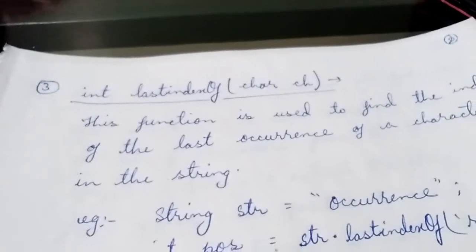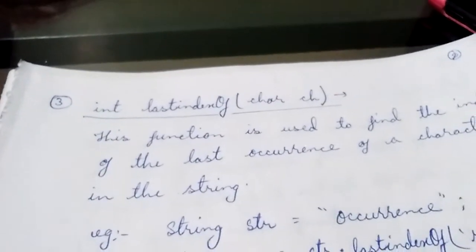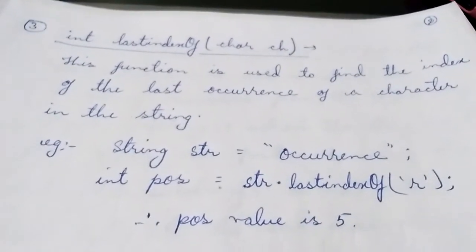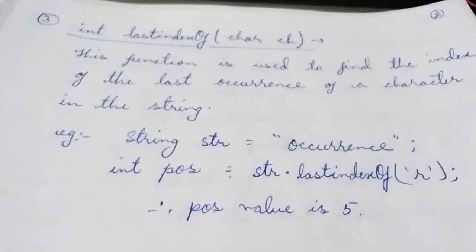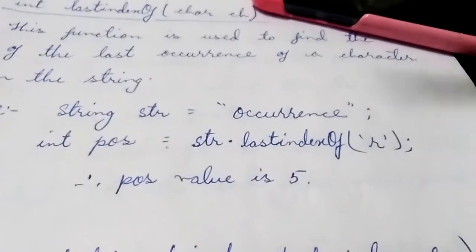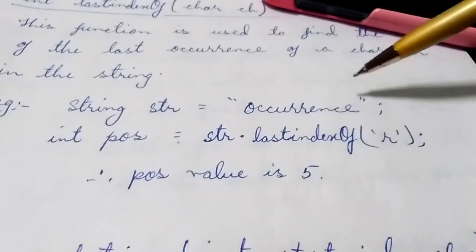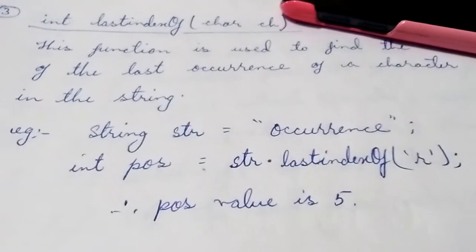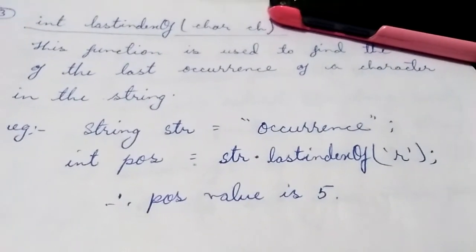Now there is one more type of indexOf, that is lastIndexOf. This function is used to find the index of the last occurrence of the character in the string. The last occurrence of the character in the string means where the particular character is occurring for the last time in the string, and for that we make use of lastIndexOf.